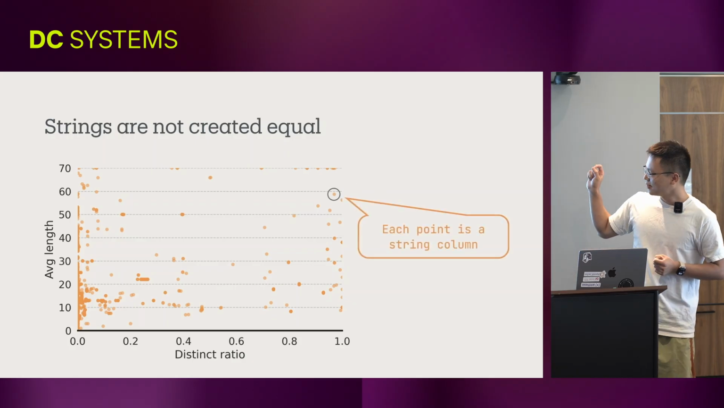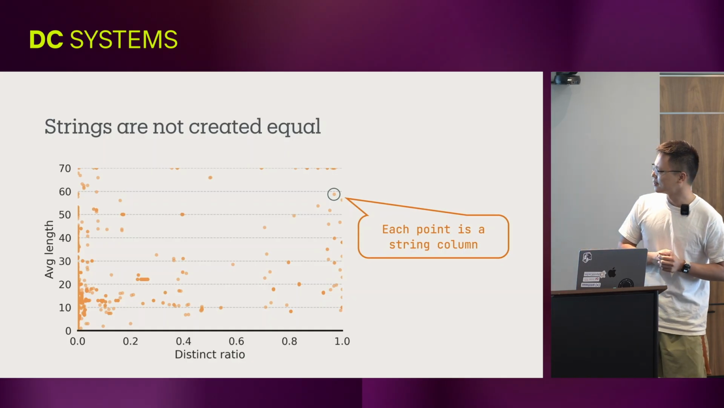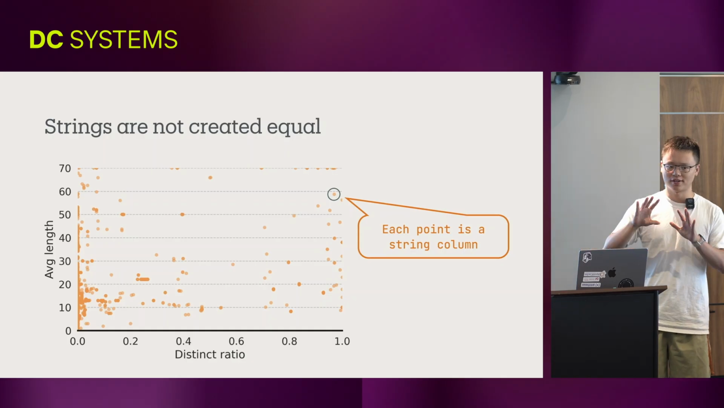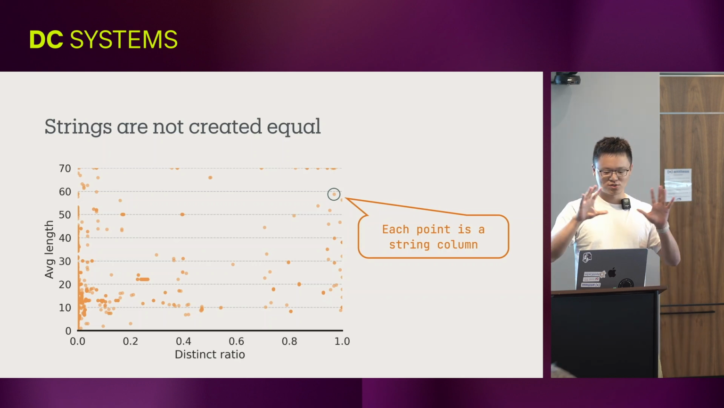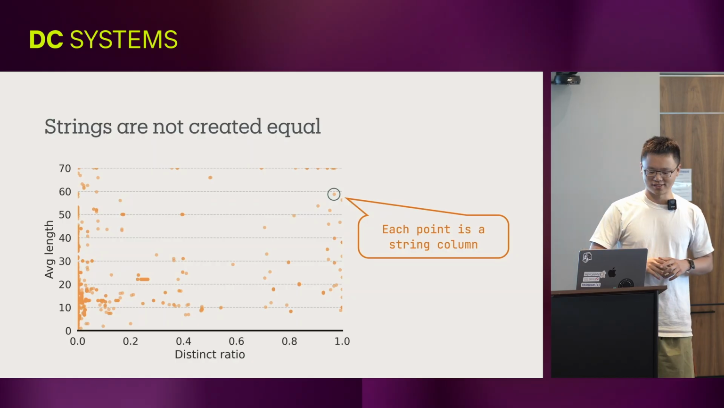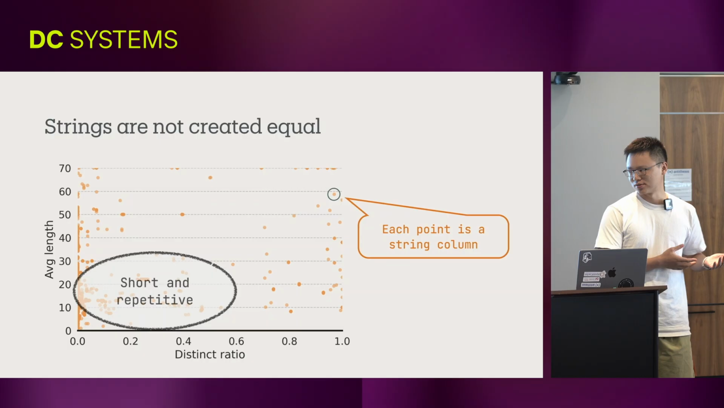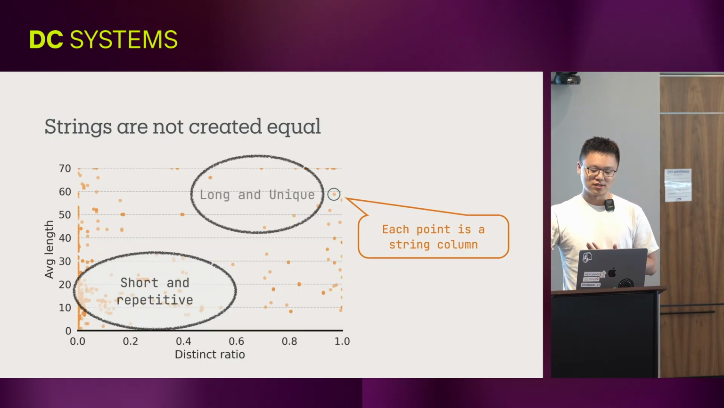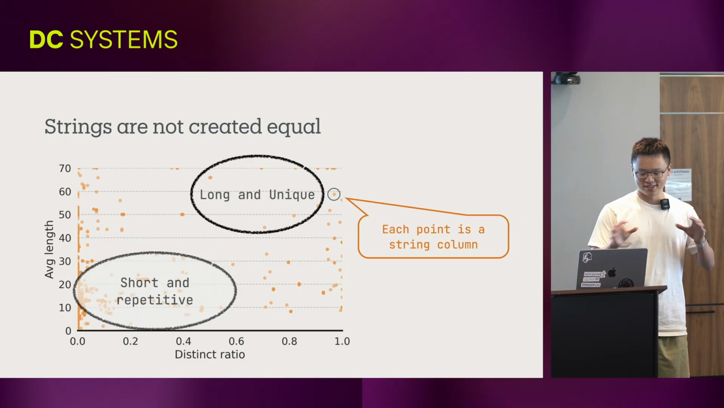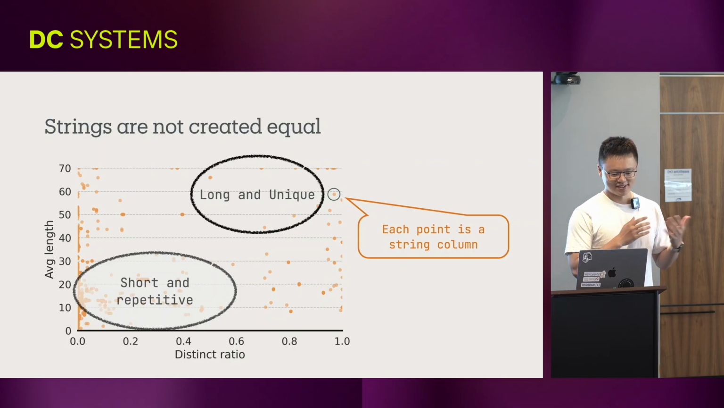Each dot in this figure shows a string column. We analyzed more than 1,000 string columns and plotted each of them on the figure. We can see the string columns are scattered across the entire domain space. There are short and repetitive string columns, a lot of them, and there are also long and unique string columns. And of course, there are other string columns in between. So they are a diverse set of strings, even though they are all called strings.